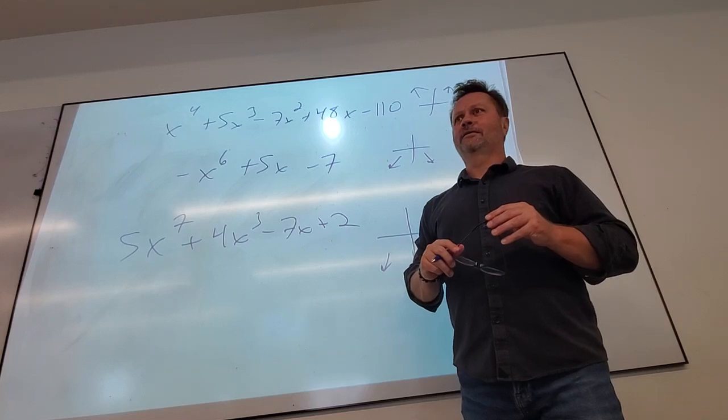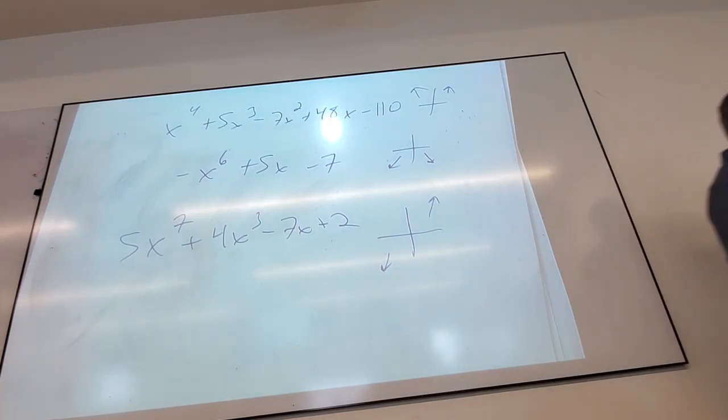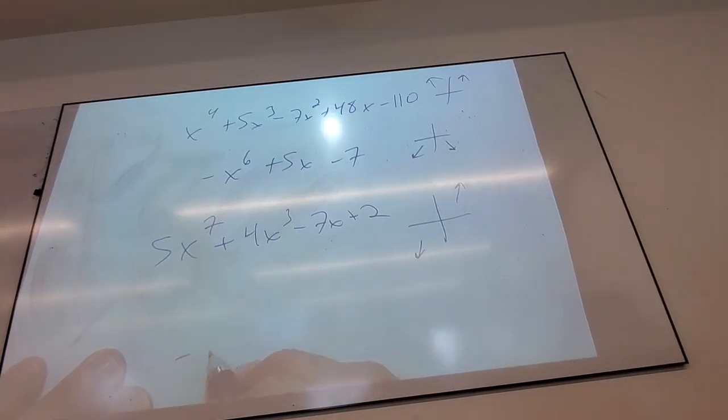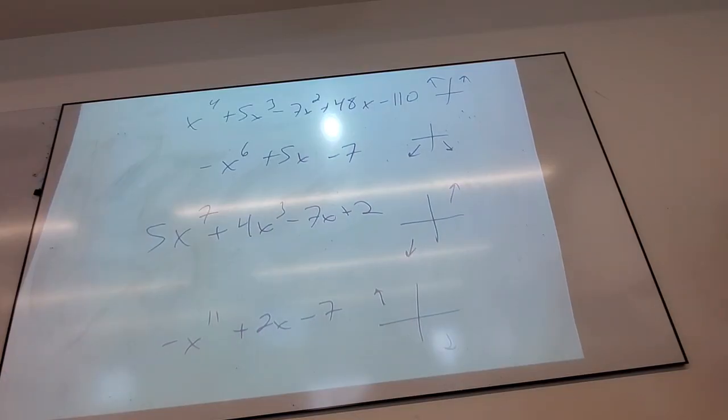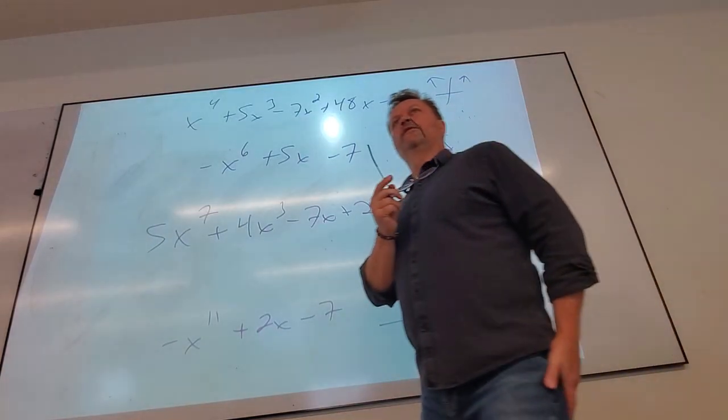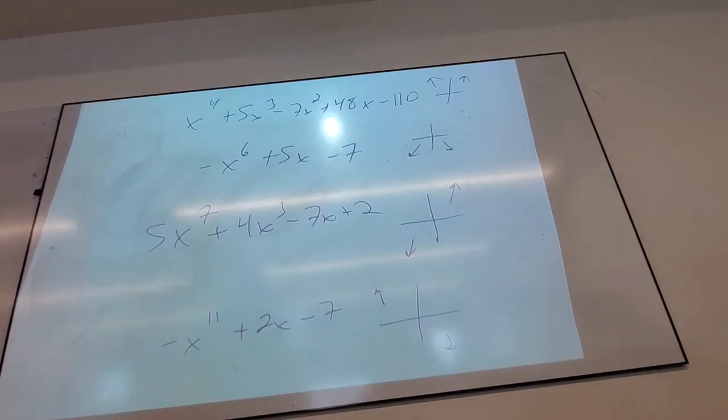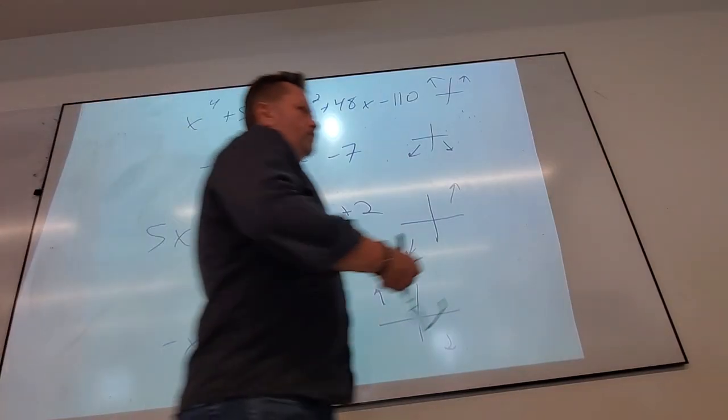So if it's negative, it's negative. So if I had a negative x to the 11th plus 2x minus 7, that would be like that. Just because the negative out front makes it reflect. Not back on itself, but around the x-axis. Hopefully that sounds familiar. If not, you guys probably need to go get some refreshers.